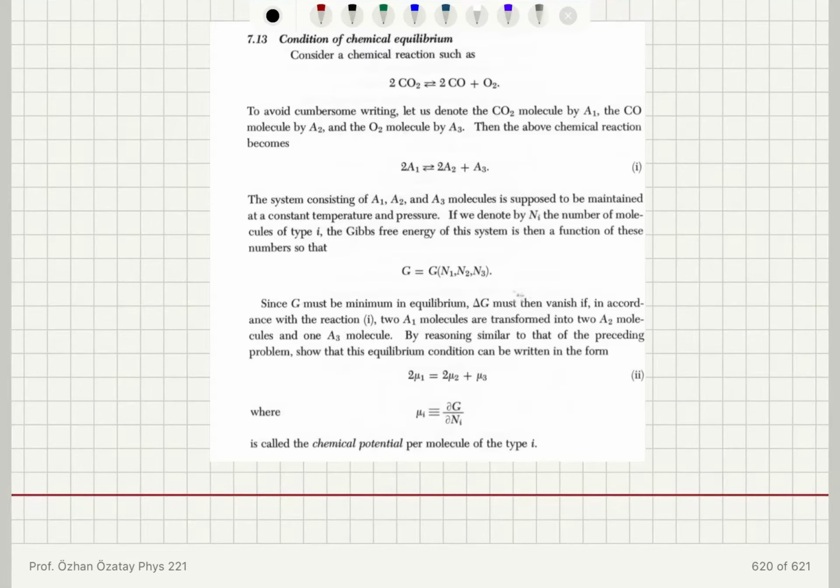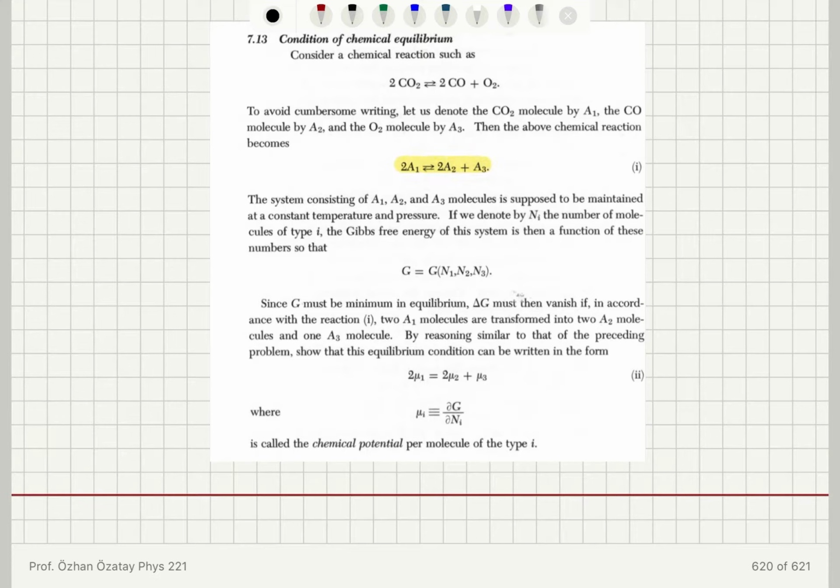Condition of chemical equilibrium. Consider a chemical reaction such as 2 carbon dioxide to 2 carbon monoxide plus oxygen. To avoid cumbersome writing, let us denote the carbon dioxide molecule by A1, the carbon monoxide molecule by A2, and the oxygen molecule by A3. Then the above chemical reaction becomes 2 of A1 turns into 2 of A2 plus A3.